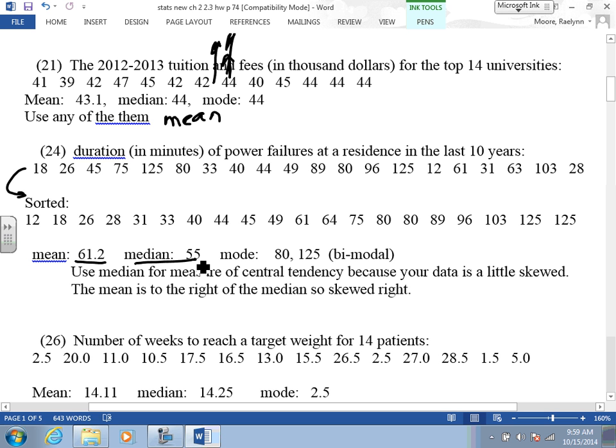Here's your median, right here. Guys, if you need to have a conversation, you need to leave. Here's your median, right there. Here's your mean, right here. Here's your mode, over here. So, which one actually is the closest to the center?